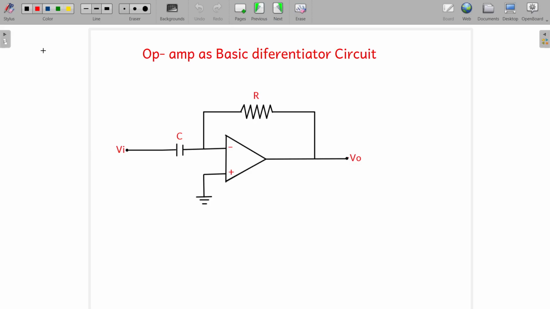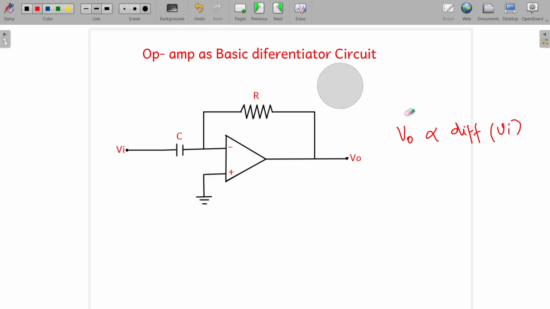Hello everybody, today we are going to see about one of the important applications of op-amp. Here the op-amp can be used as a differentiator circuit. What is the meaning of a differentiator? So here you have an op-amp and the output of the op-amp will be equal to the differentiation of the input. Here the output of the op-amp will be equal to the differentiated value of the input, Vi.